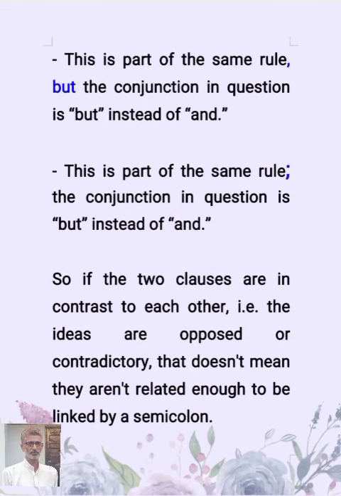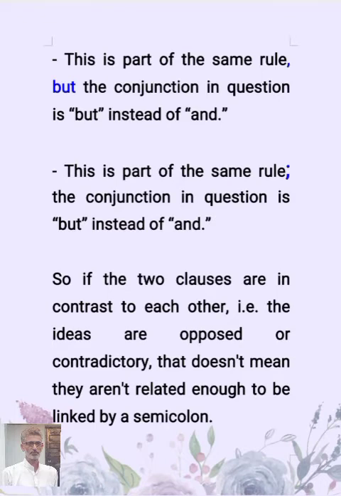Now friends, look at this sentence. This is part of the same rule, but the conjunction in question is but instead of and. In this sentence, we have a contrast. The first part, or the first clause, refers to the rule which talks about the use of and to join two independent clauses. The second part refers to the use of but to join two clauses while showing contrast.